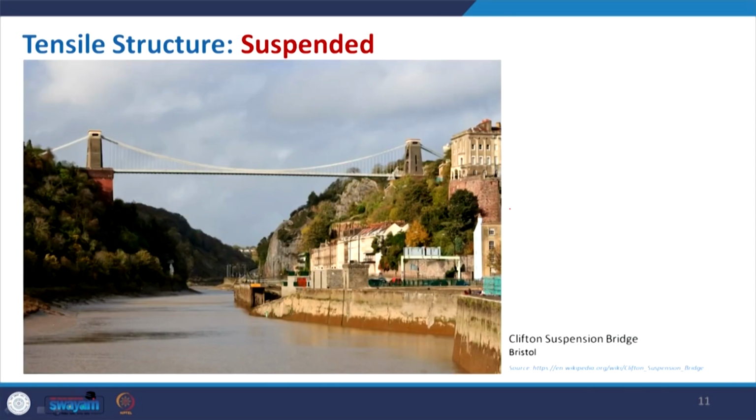This is another example, the Clifton Suspension Bridge in Bristol. You can see how this has been made. It is pretty similar to look like the Golden Gate Bridge, but this is another example in the same category.